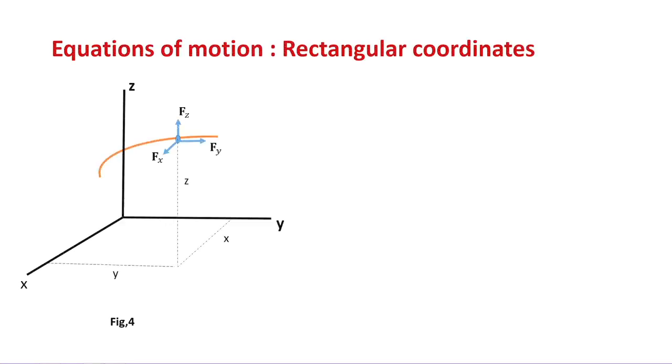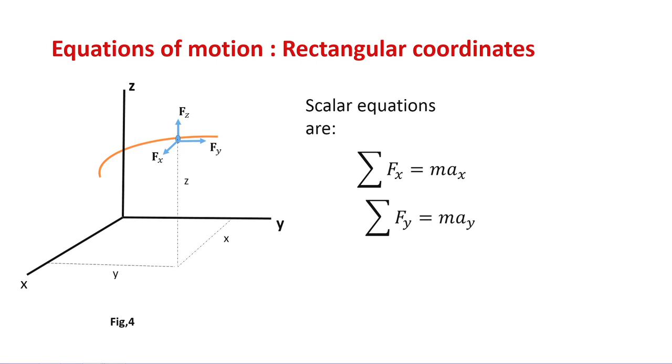Let us have these scalar equations. The scalar equations in x, y, z are: summation of Fx is equal to m ax, summation of Fy is equal to m ay, summation of Fz is equal to m az. So, this gives only the magnitude.